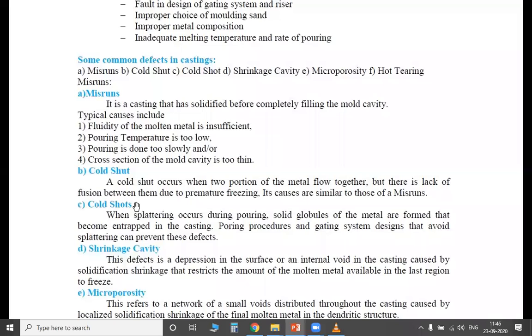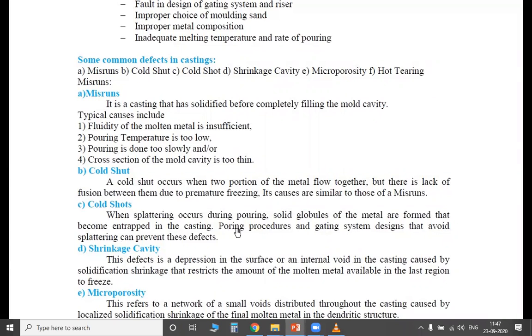Now cold shots. It is not a shut, it is cold shots. When splattering occurs during pouring, solid globules of metal are formed that become entrapped in the casting. So pouring procedures and gating system designs that avoid splattering can prevent those defects.